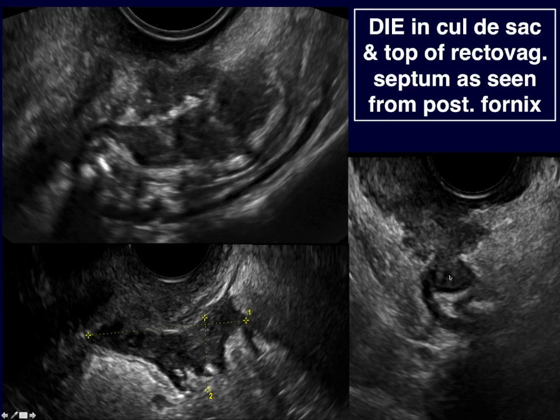So all of this is all implants of endometriosis. This one, different patient, shows more of a spiculated look, which is thought to be some further invasion into the region of the mucosa.